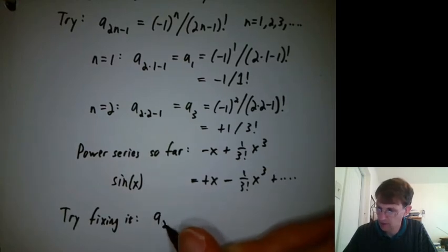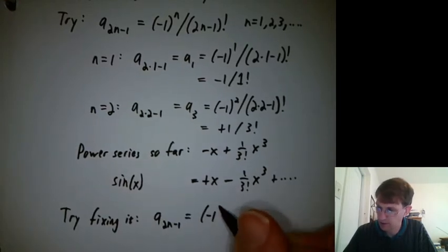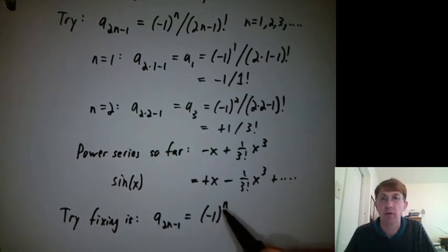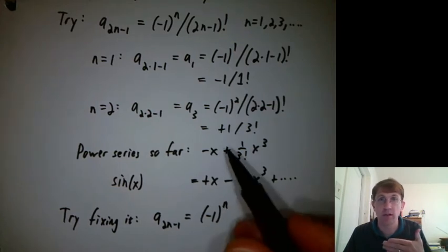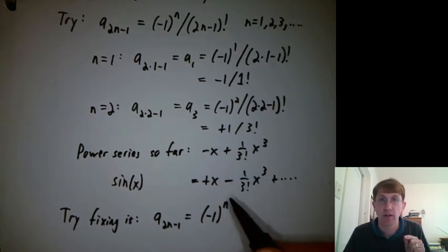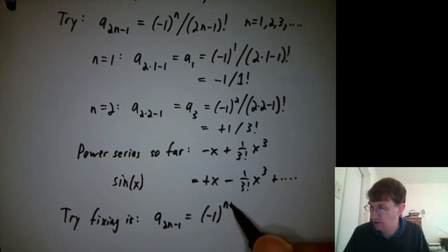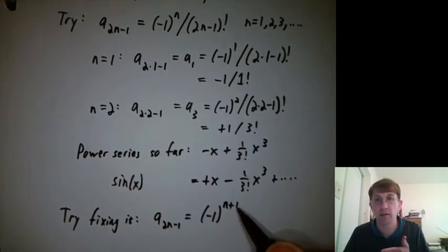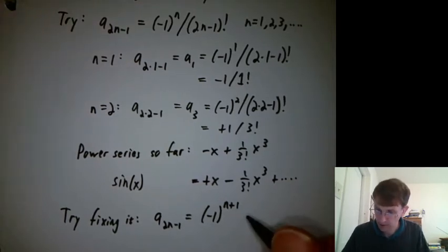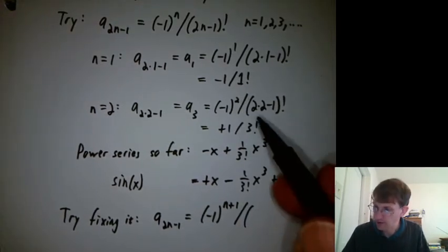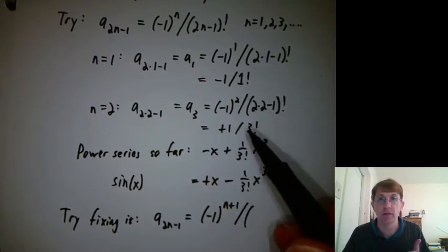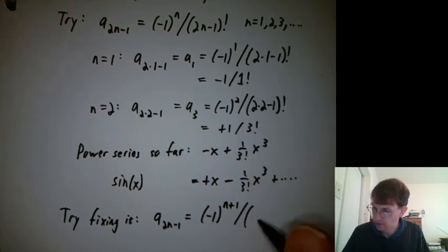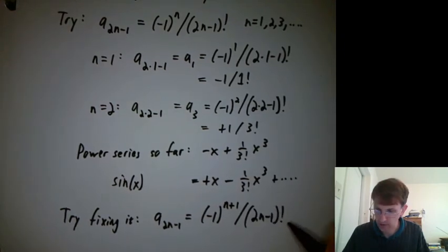We could say a of 2n minus 1 equals negative 1. Well, before we did negative 1 to the n, but we got exactly the wrong sign. We got odds on n when we wanted evens and vice versa. So we got negatives instead of positives and vice versa. So instead of doing an n here, let's do an n plus 1. That way, whenever n is odd, we'll get an even number, and whenever n is even, we'll get an odd number. And then the denominator seemed like it was working. Like for a sub 3, we got a 3 factorial. So we'll just keep doing that. So 2n minus 1 factorial. And there we had n starting at 1.